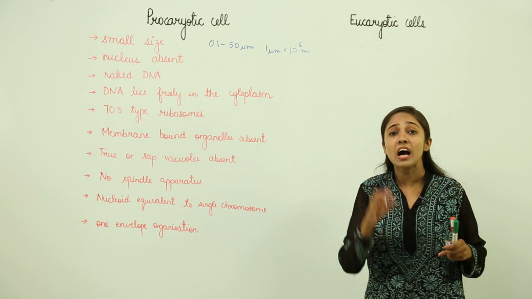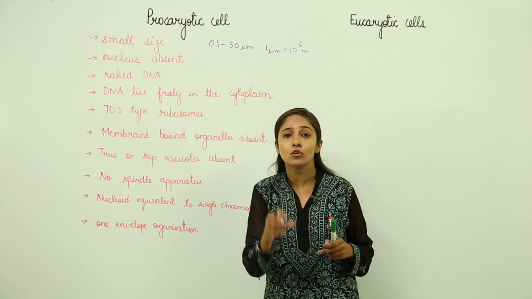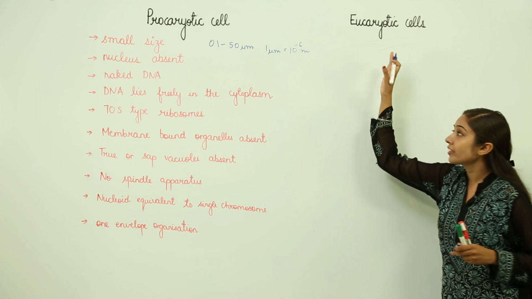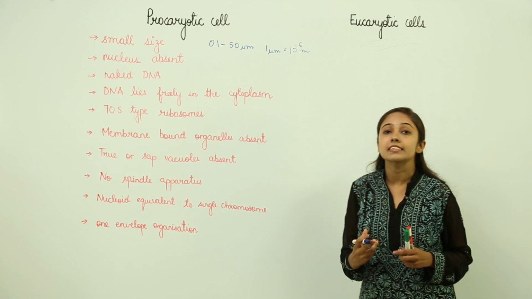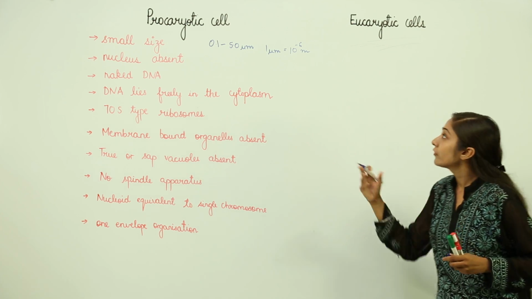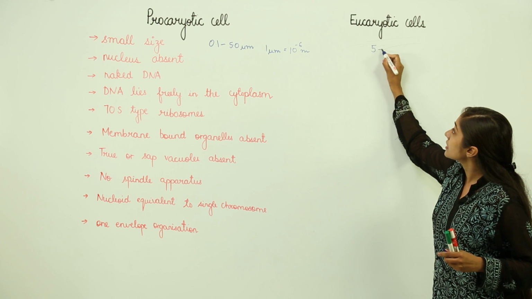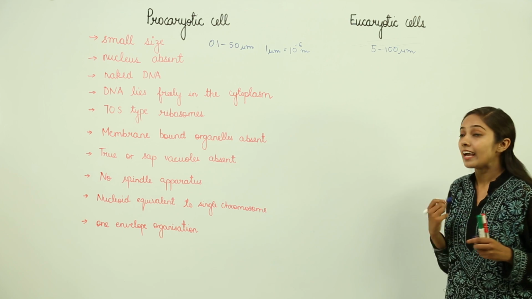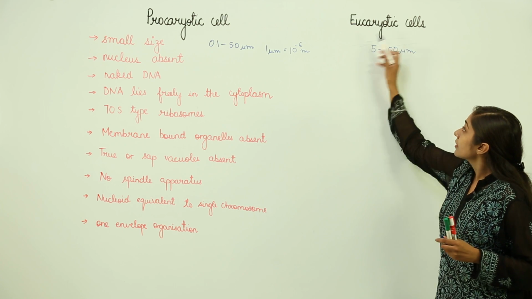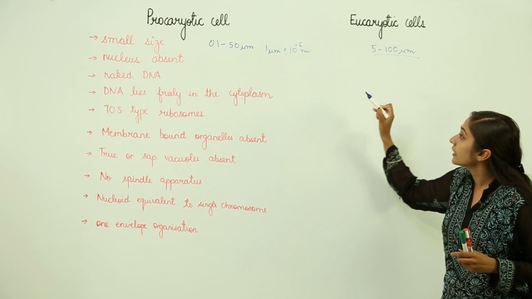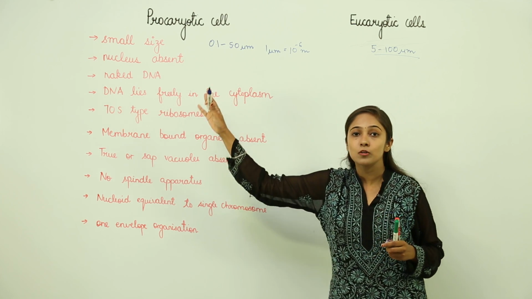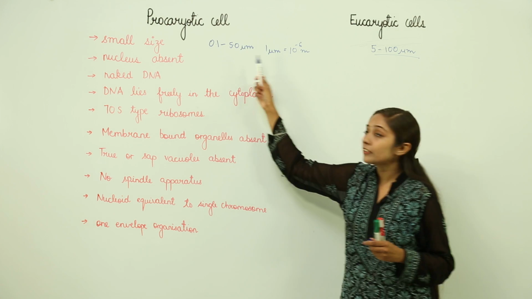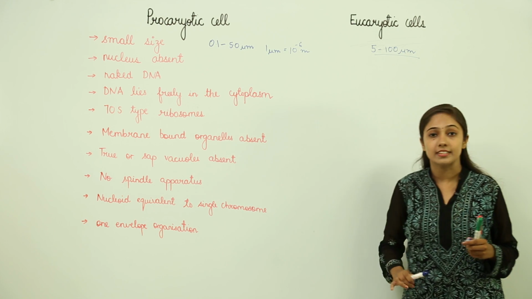So you can just make out how small is the size of the prokaryotic cell. But if we talk about the size of a eukaryotic cell, then the eukaryotic cell size is comparatively larger. It ranges from 5 micrometer to 100 micrometer. So you can again make out how you can compare the size of a prokaryotic cell with a eukaryotic cell. A prokaryotic cell is comparatively much smaller as compared to a eukaryotic cell.